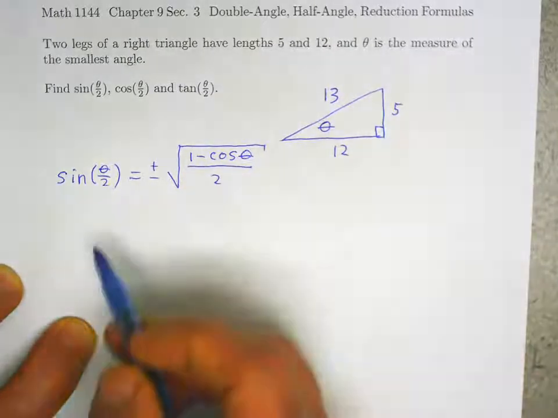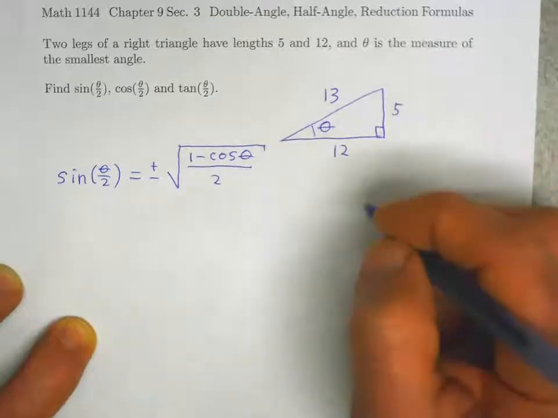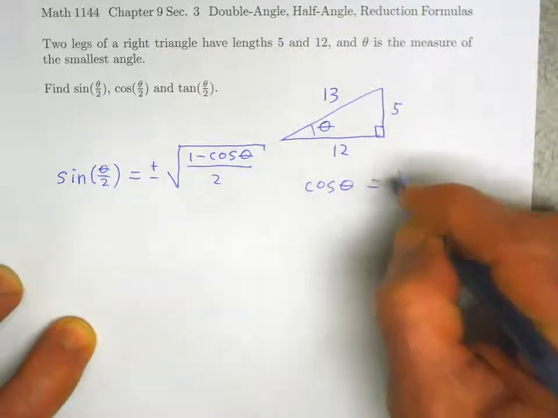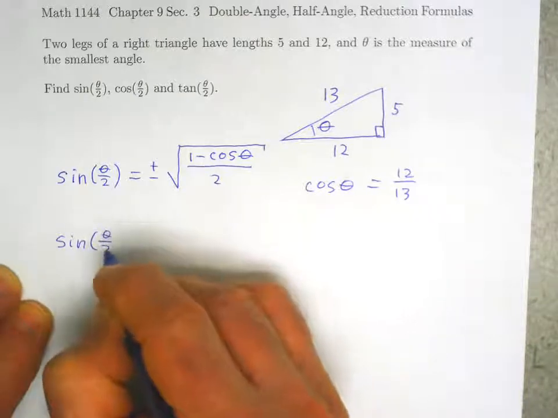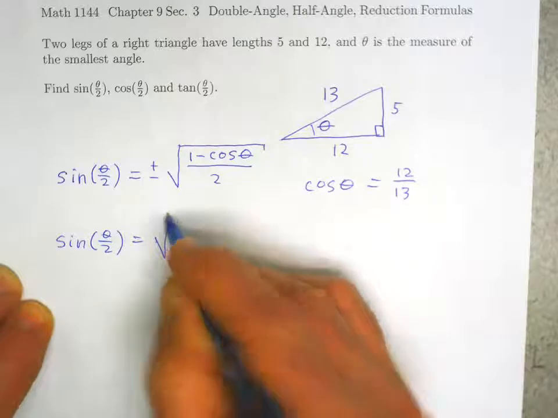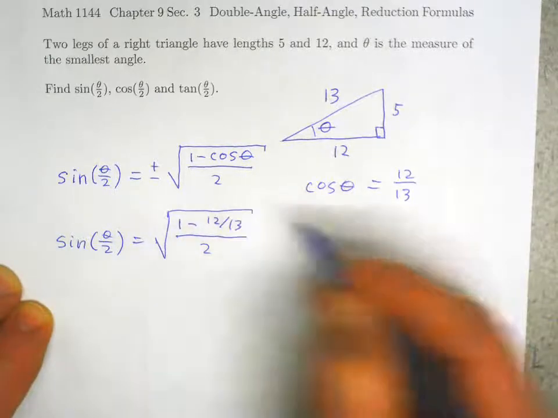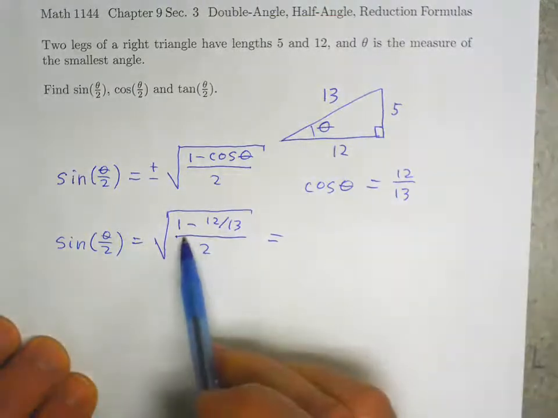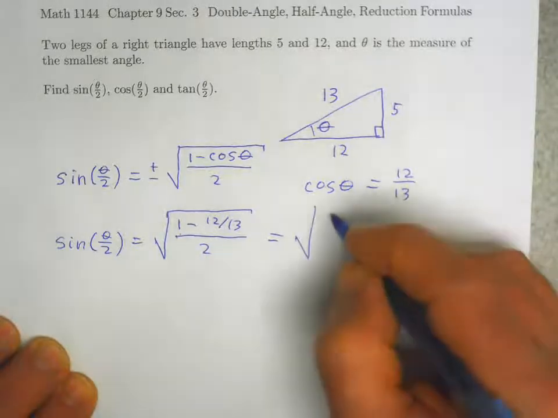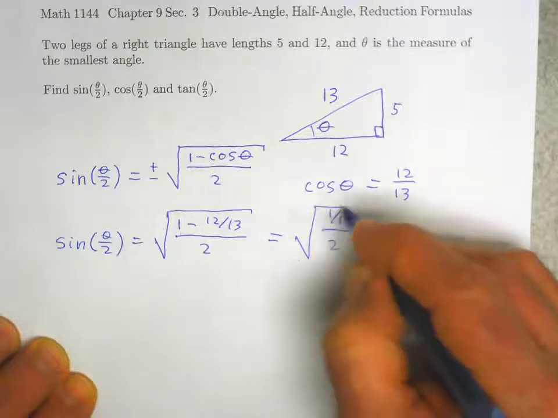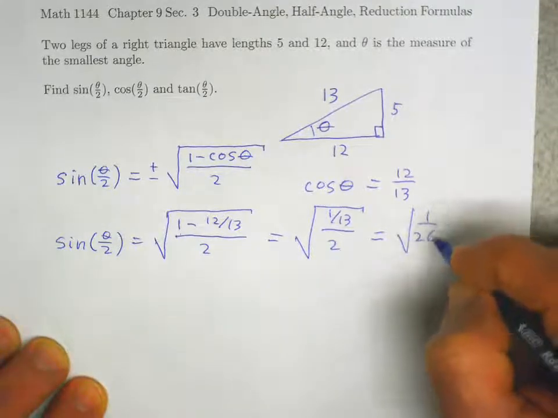Okay, but for this right triangle, we'll take the positive square root. So we need to know what cosine of theta is. So cosine of theta is 12 over 13. And so sine of theta over 2 is equal to the positive square root of 1 minus 12 thirteenths divided by 2. And we'll simplify a little bit further. 1 is equivalent to 13 over 13, and 13 over 13 minus 12 over 13 is 1 over 13 divided by 2 inside the square root. So we could write this as the square root of 1 over 26.